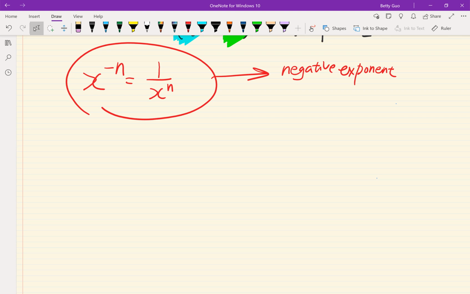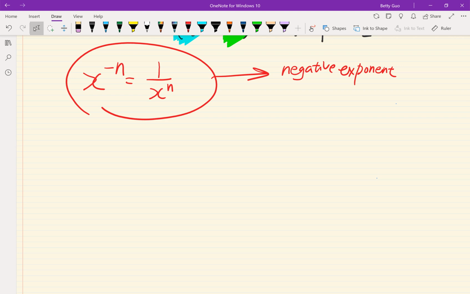Do you see what I'm talking about? An expression is not simplified if the expression has an exponent which is negative. So in order to simplify an expression, we need to get rid of negative exponent. Am I clear? So we use this formula to get rid of negative exponent.